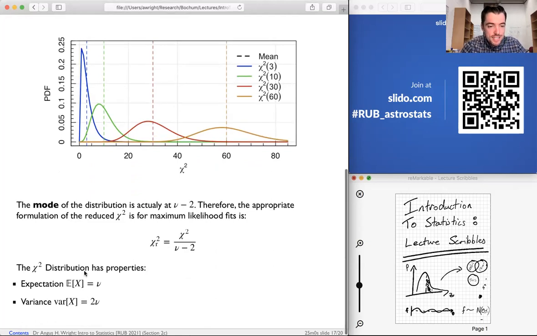The chi-squared distribution has the expectation nu, as I just said, so that's the average, and variance of 2 nu. So it's a pretty simple distribution, but very, very powerful, and something that we're going to use a bit later in the course as well in our model fitting. So we'll get to that.